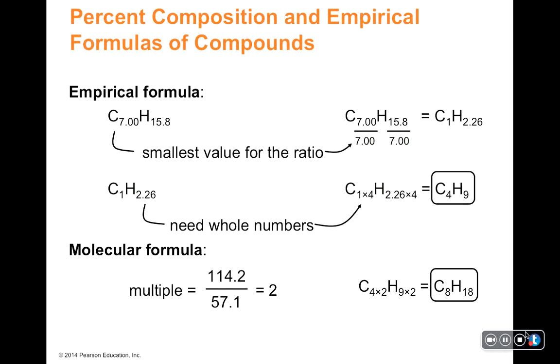So in the example here, what works is 4. If you multiply each of these numbers by 4, you get C4H9. That's the smallest whole number ratio that you can get given the percent composition that you were given in the problem. So C4H9, that's then the empirical formula.